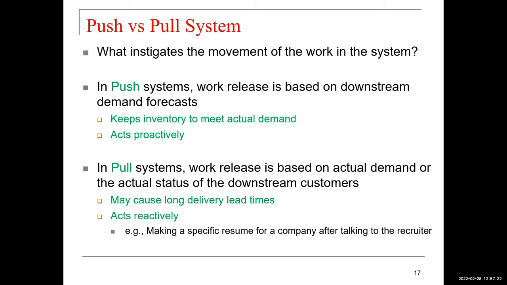So in the push system, work release is based on downstream demand forecast. So you keep inventory to meet actual demand and you act proactively. In a push system, you're basically looking at your historical data. You say, I have 5 years of historical data here. I know how much I sold last year, the year before, and 3 years ago. And then I take that information, I create this time series, which shows the trends for each one of my products. And then I use that information to create a forecast.